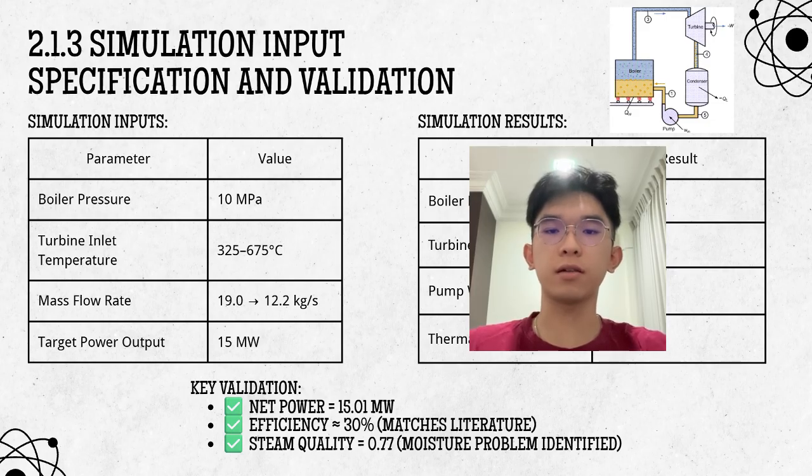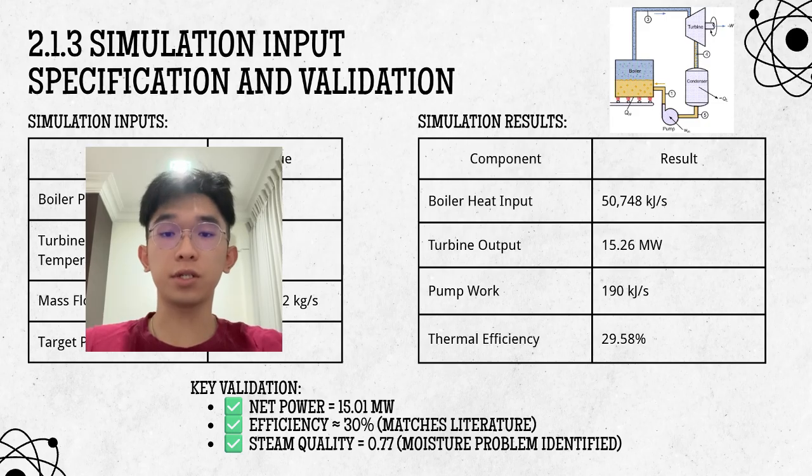This slide summarizes the simulation inputs and validates the results of our 15 megawatt Rankine cycle model. First, the simulation was developed using 4 main operating parameters. The boiler pressure was fixed at 10 megapascals, while the turbine inlet temperature was varied from 325 to 675 degrees Celsius. At the same time, the mass flow rate was adjusted from 19 to 12.2 kilograms per second in order to maintain a constant 15 megawatt power output.